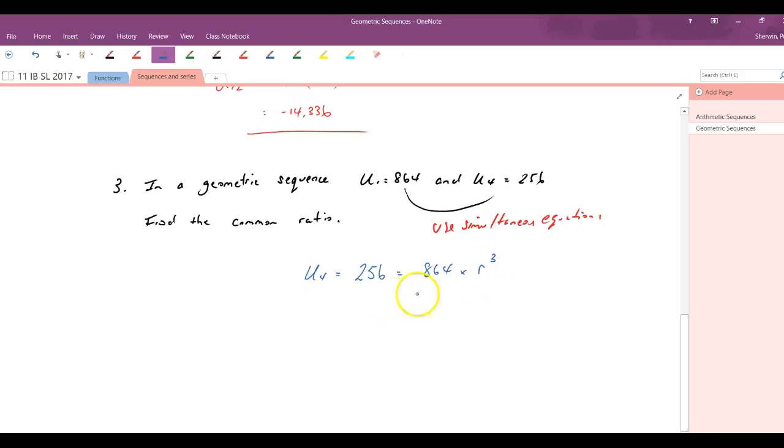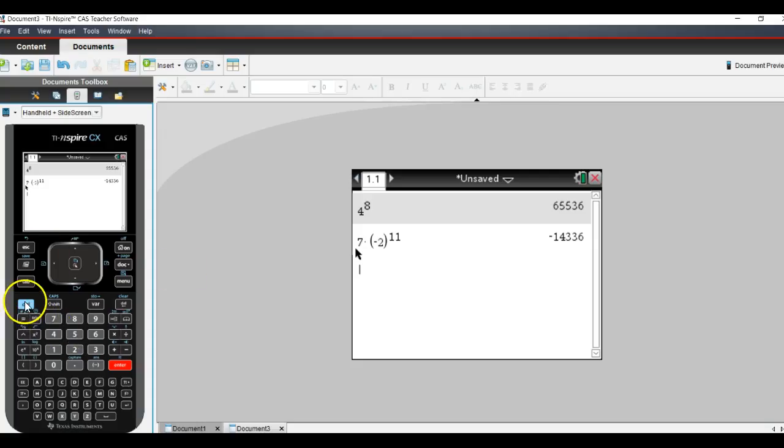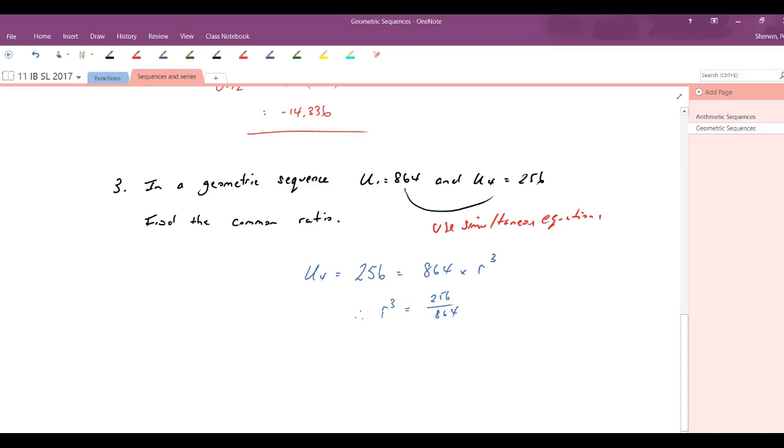In this case though, we're just going to take r cubed, divide both sides by 864, so 256 over 864, what's that? Let's get ourselves a little calculator: 256, tab, 864, hit enter, and that's 8 over 27. Thought it might come down to something nice. That's just 8 over 27, they're both cubic numbers, so r will just equal 2/3. That's our common ratio, and that's what we've been asked to find.